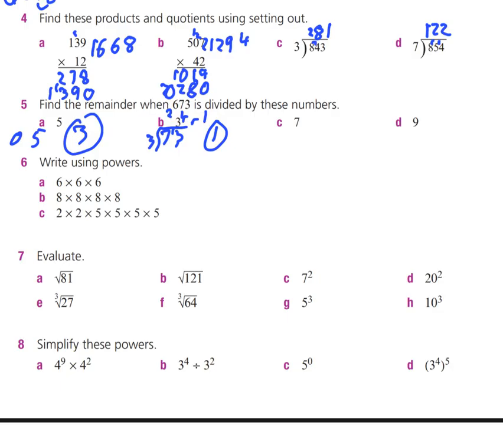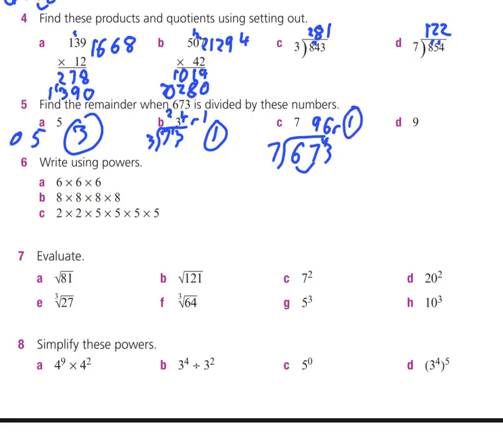7. Let's try this one. I'll just do it fully. 673 divided by 7. 7 into 6 can't go. 7 into 67. That's going to be 9, remainder 4. 7 into 43 is going to be 6, remainder 1. So 1 is our answer for that.